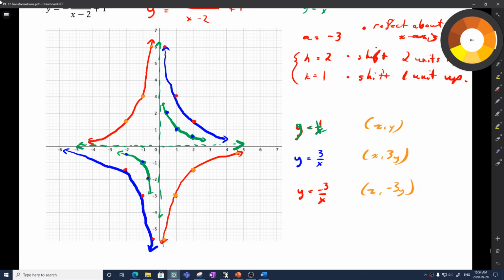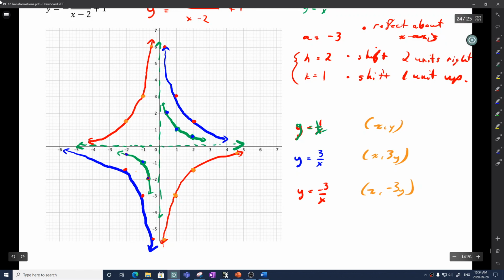Anyways, it was good. And now I just have to shift this 2 units right, 1 unit up. So this is looking ugly here, but just trust me, now we get to move the horizontal and vertical asymptotes. So I'm going to take an interesting color here, like perhaps a gray.